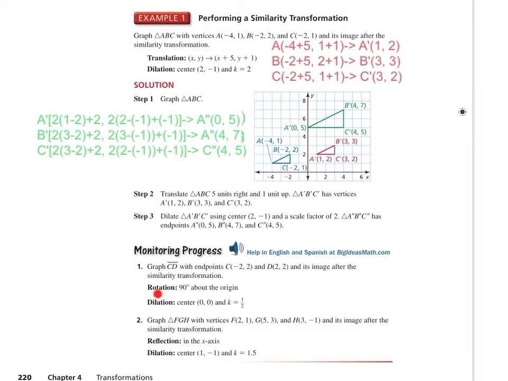The examples for monitoring progress, you have a rotation of 90 degrees first and then a dilation. And then for number 2, you have a reflection of the x-axis and a dilation with center not at 0, 0. So these are really great ones to practice. This one had a center dilation at 0, 0, which is a little bit different than when the center is not at 0, 0. So definitely practice both of those, and we can clarify anything in class tomorrow.